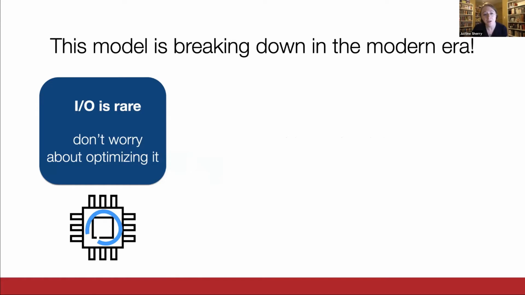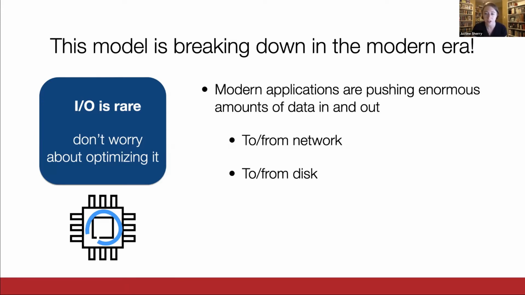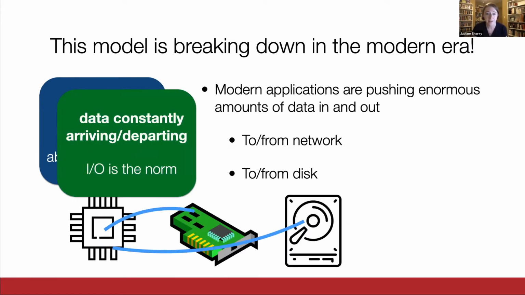The assumption that I/O is rare and we shouldn't worry about optimizing it is only true if your data is sitting on one CPU and that's where it lives. But in practice, modern applications are pushing enormous amounts of data in and out, to and from network and to and from disk. And so data is actually constantly arriving and departing. And so I/O is the norm.